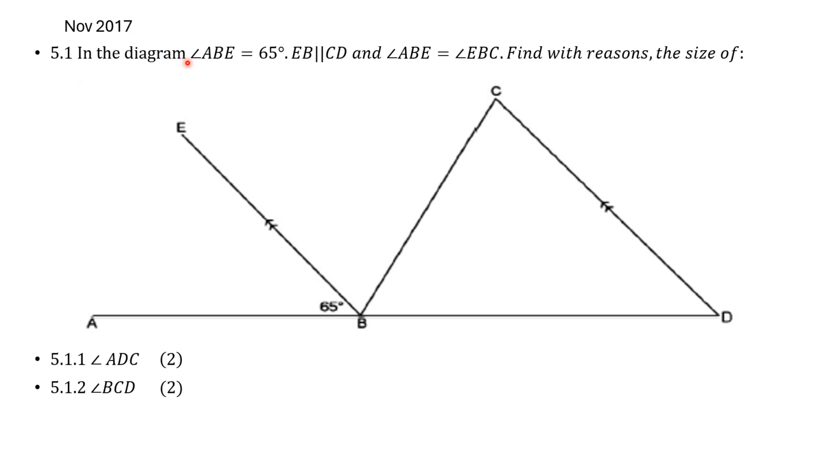Right, so in the diagram, triangle ABE, angle ABE equals 65 degrees. EB is parallel to CD, so those two lines are parallel. Angle ABE equals angle EBC, so this is 65 and that is also 65. Find, with reasons, the size of angle ADC. So for ADC, we want the size of this angle for 2 marks.